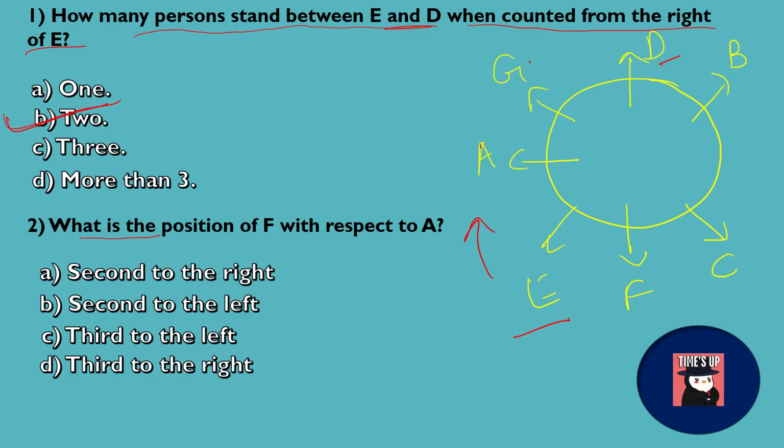Second one, what is the position of F with respect to A? When they say with respect to, you have studied this type in blood relations and all, right? There you have with respect to. Then you should keep on A and then focus on F. Correct? Second to the right. No. Second to the left. Yes, F is second to the left of A. So B is the correct option.